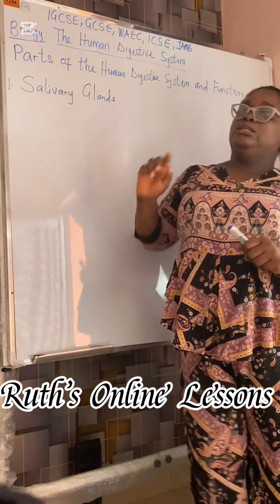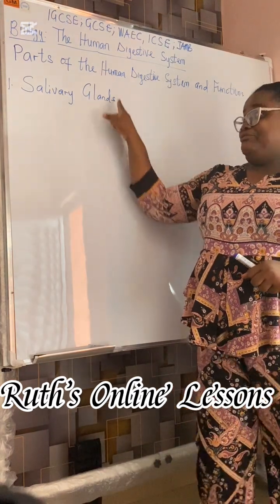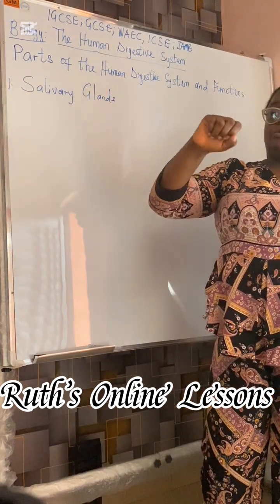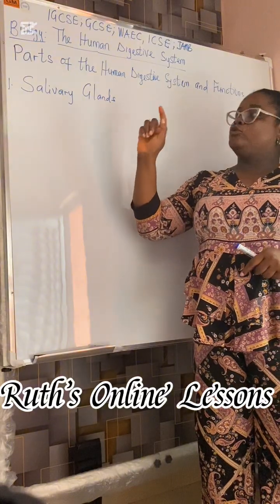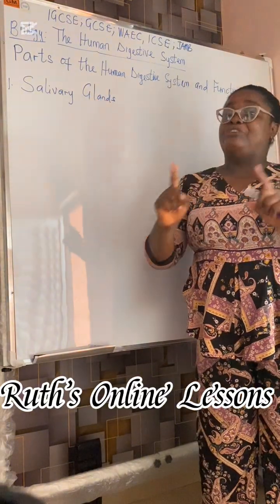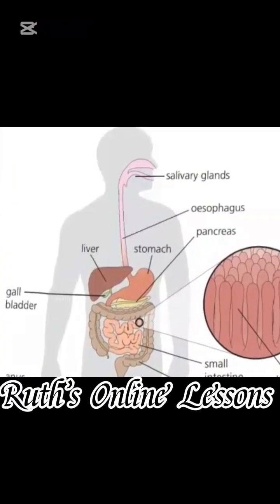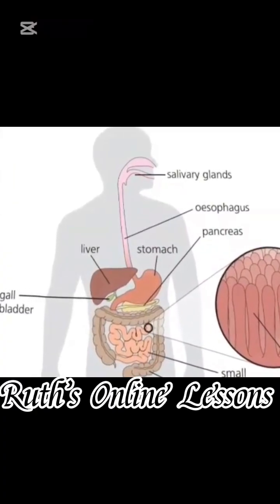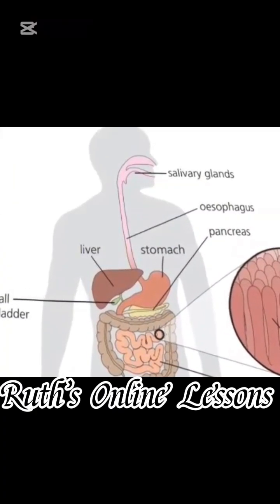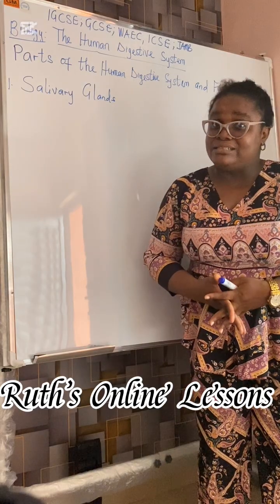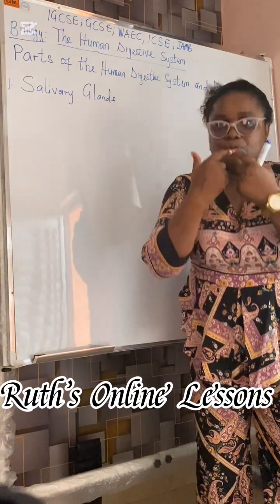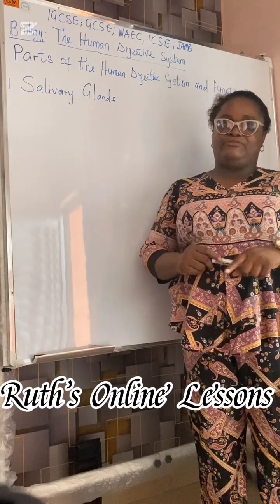First, I want to talk about the salivary gland. So the picture will be flashed again. Just look at the screen. So you see the location where you can find the salivary glands. The salivary glands can be found in your mouth. That's where you have the salivary gland.